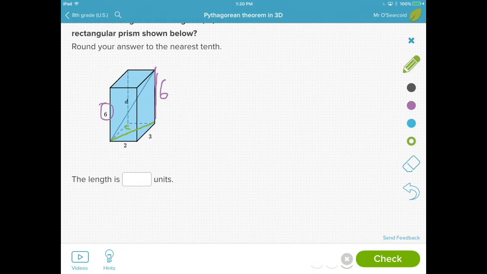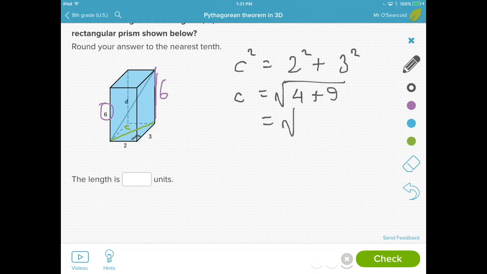So we're going to label that C first of all. C squared is equal to A squared plus B squared, of course, because the base of the prism creates a right triangle. So C squared is equal to 2 squared plus 3 squared. So C is equal to the square root of 4 plus 9, and 4 plus 9 is 13. Leave this in the square root, because you're only going to be squaring it again. No need to find out what the square root of 13 is at this point. We're just going to say that C is equal to the square root of 13.